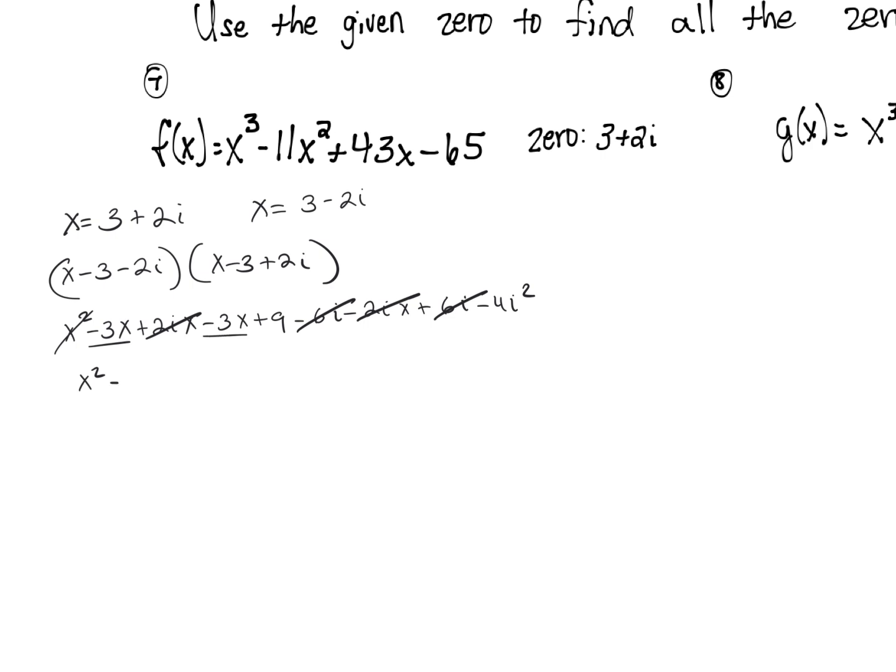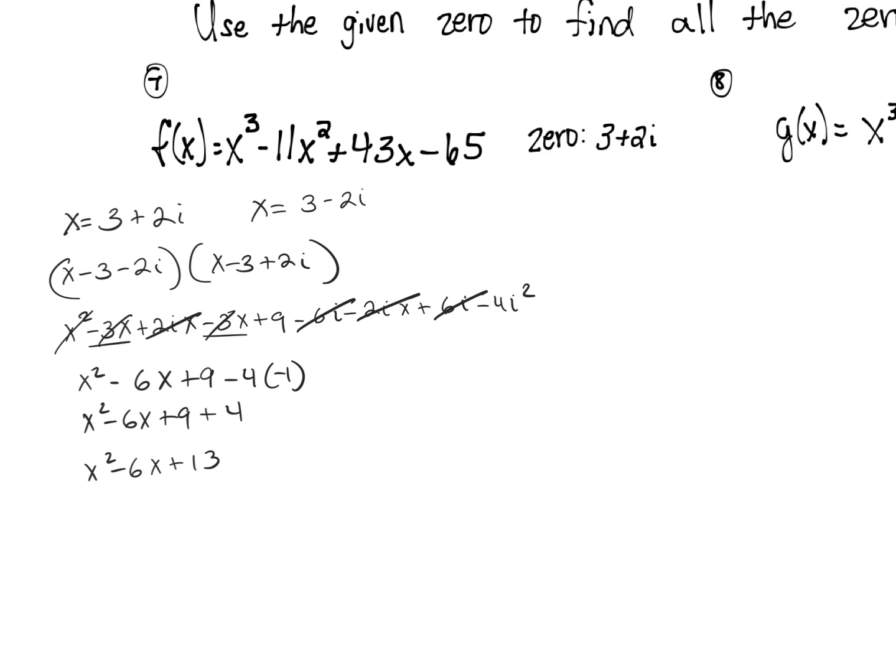That's going to be minus 6x. Then I have plus 9, and then minus 4 times negative 1. It's going to become plus 4, so we're left with x squared minus 6x plus 9 plus 4, which is going to give me x squared minus 6x plus 13.